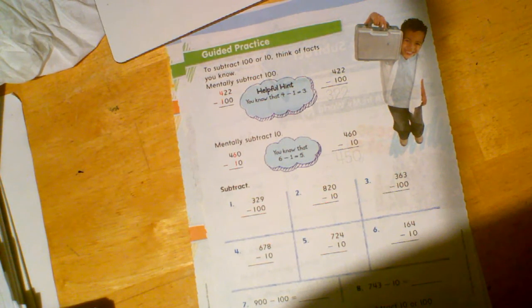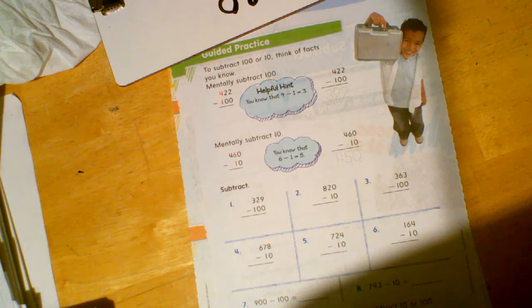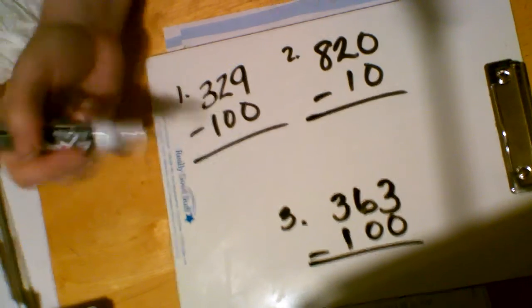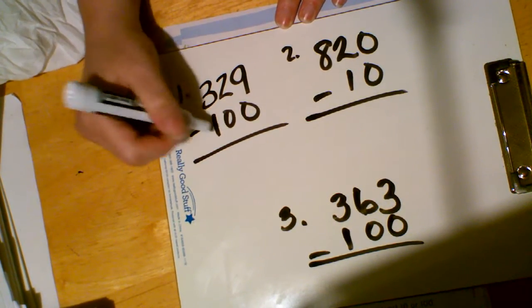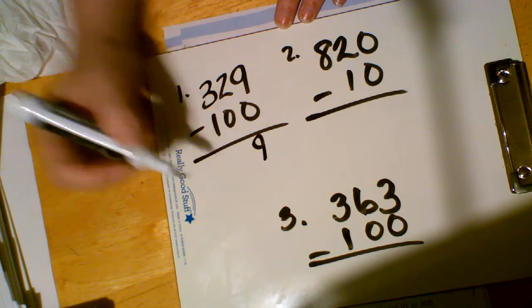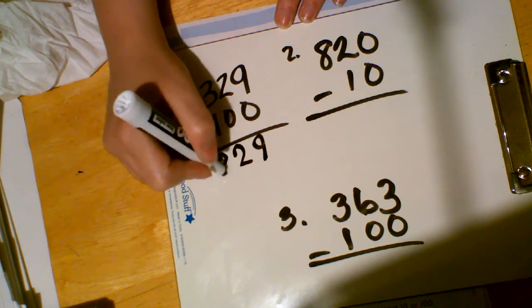So we're going to take 329 minus 100. We're going to have 820 minus 10 for number 2. And number 3 is 363 minus 100. All right. So here again, if I know what 3 minus 1 is, this is going to be pretty simple because I already know that 9 minus 0 is 9. I know that 2 minus 0 is 2, and I know that 3 minus 1 is 2.